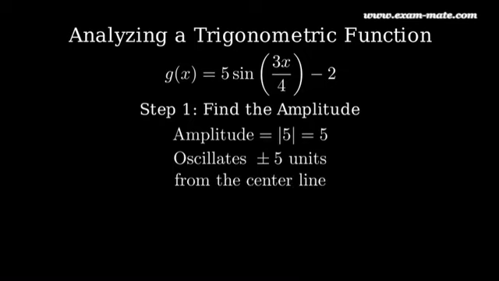Next, let's find the period. For a sine function, the period is 360 degrees divided by the coefficient of x inside the sine. Here we have 3x/4, so our period is 360 degrees divided by 3/4, which equals 480 degrees.